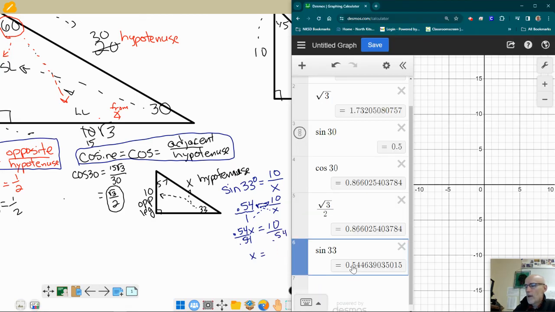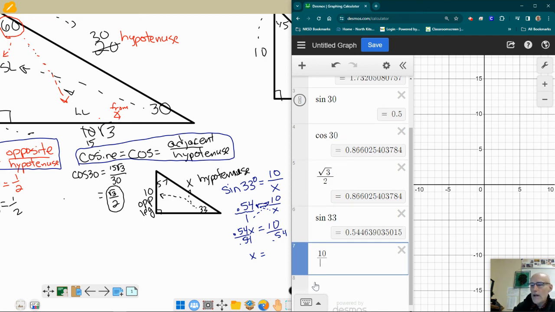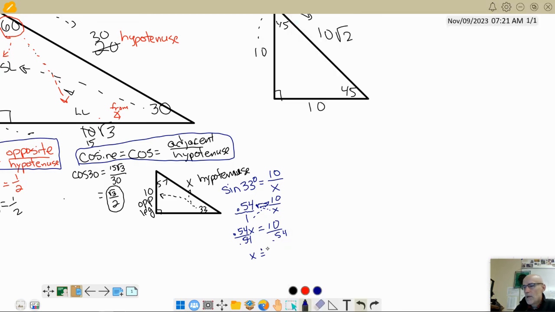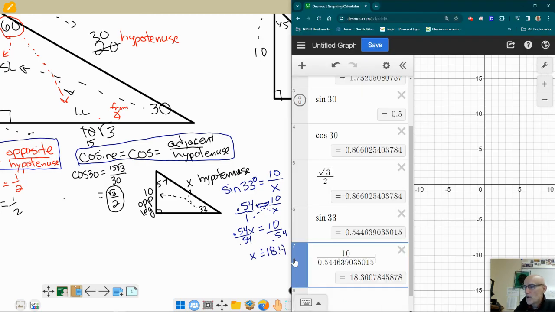See, I want that number divided into 10. So I could come down here and say 10 divided by, and then copy this number right here, Control C, Control V. That gives me my final answer, 18.4. Now I round to the tenths place or whatever place they want me to round to. So I'm going to say 18.4. I'm going to double check Desmos, make sure I've rounded correctly. It looks like I have, and I'm pretty happy with that.